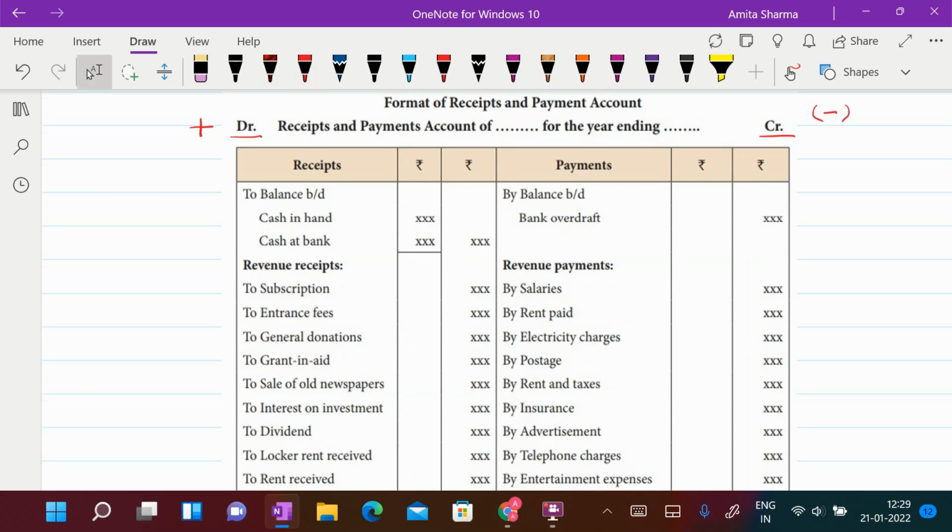Students, first of all, we will put the opening entries over here. In the receipts and payment account, we first start with the balance brought down. The balance can be of cash, or of bank. And if there is a bank overdraft, we will take it on the credit side.